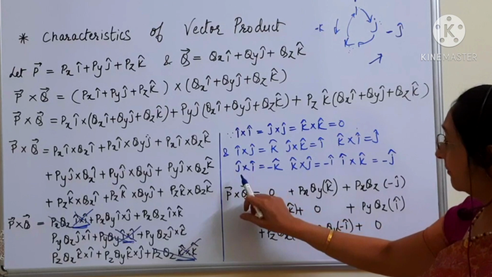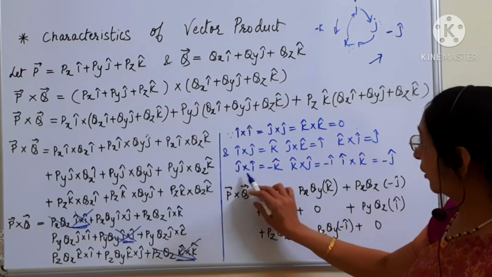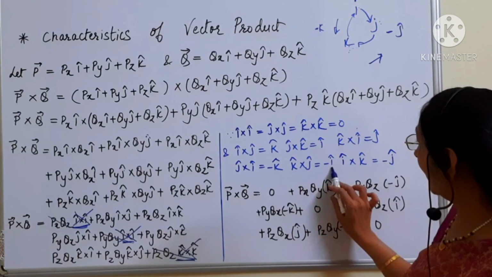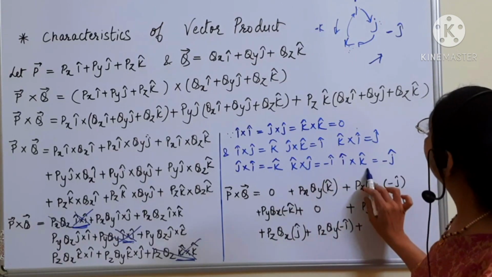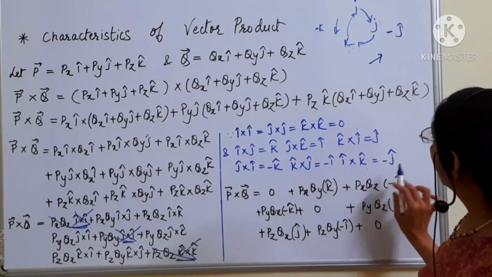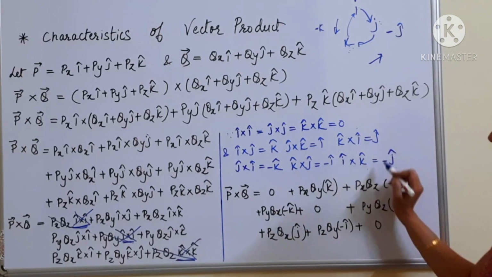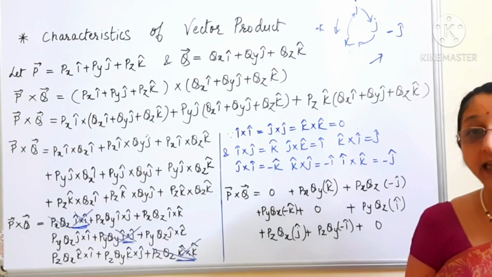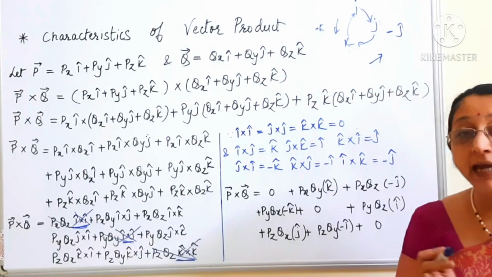So j cross i is minus k, k cross j is minus i, i cross k is minus j. In this way, this is the method to know that i cross j is k but j cross i is minus k.